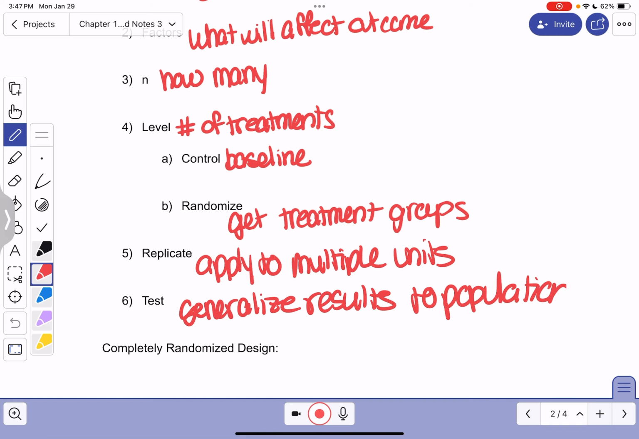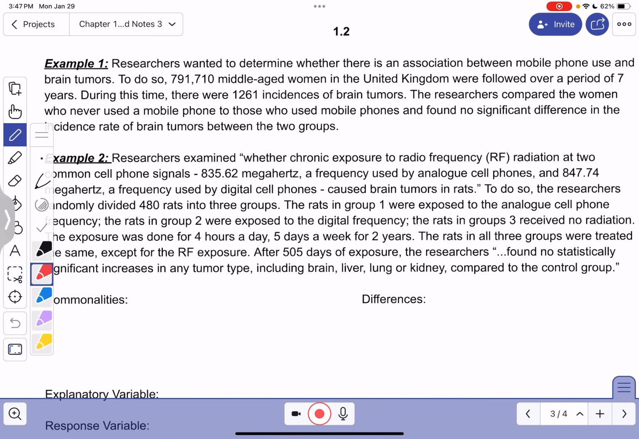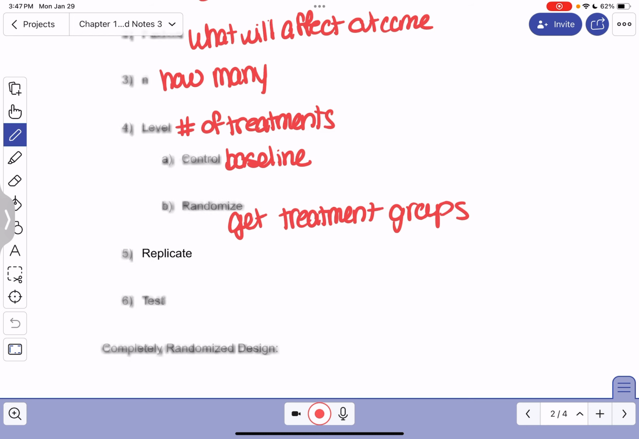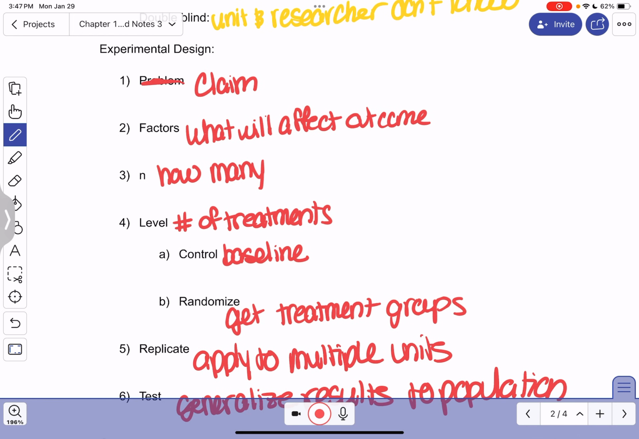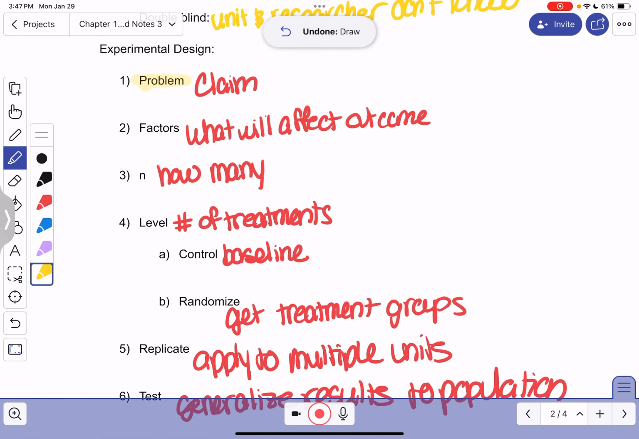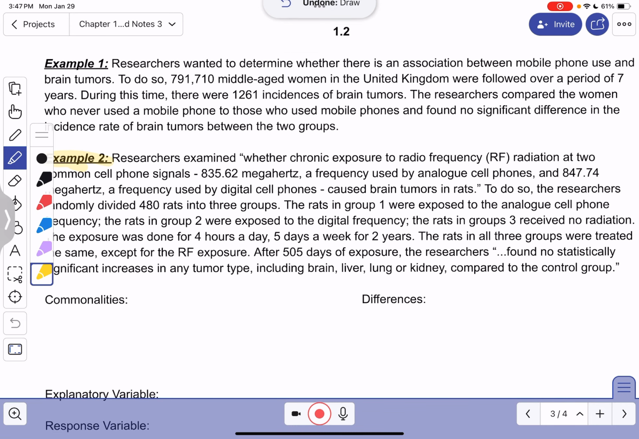So let's go back to 1, 2. We looked at this example here. Example 2 was the study. And look at what it says. So first is our problem, or our claim. Research examined whether chronic exposure to radio frequency causes brain tumors. So that's our claim. Does chronic exposure cause brain tumors?